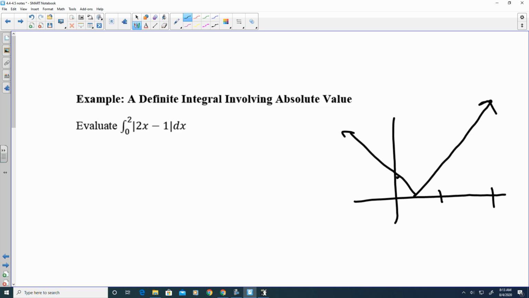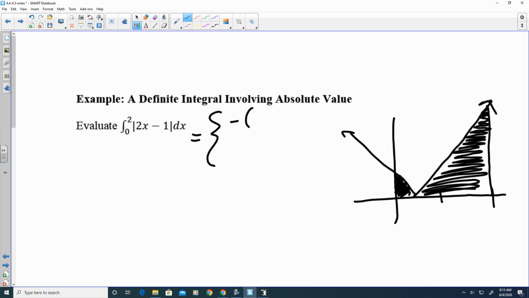So we want to find this area and this area. I need to first set this up. I'm going to show you what the piecewise function would be and where it changes direction. So really this is the opposite of 2x minus 1 when x is less than 1/2, and 2x minus 1 when x is greater than or equal to 1/2.